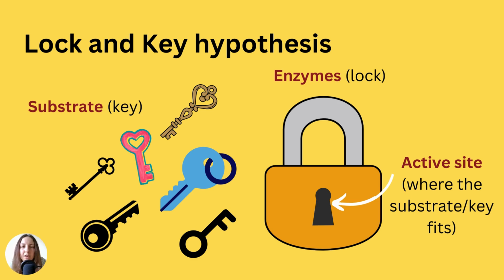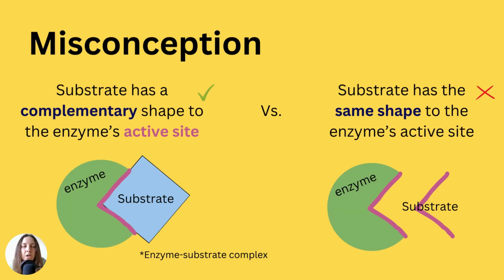Now, in the enzyme, you have a very specific area called the active site. And this is where the substrate, or the key, would fit to open the lock or to activate that reaction. And the active site is the most important part of the enzyme because it actually allows the substrate to fit into it. But there is a misconception here, and I find this amongst students.